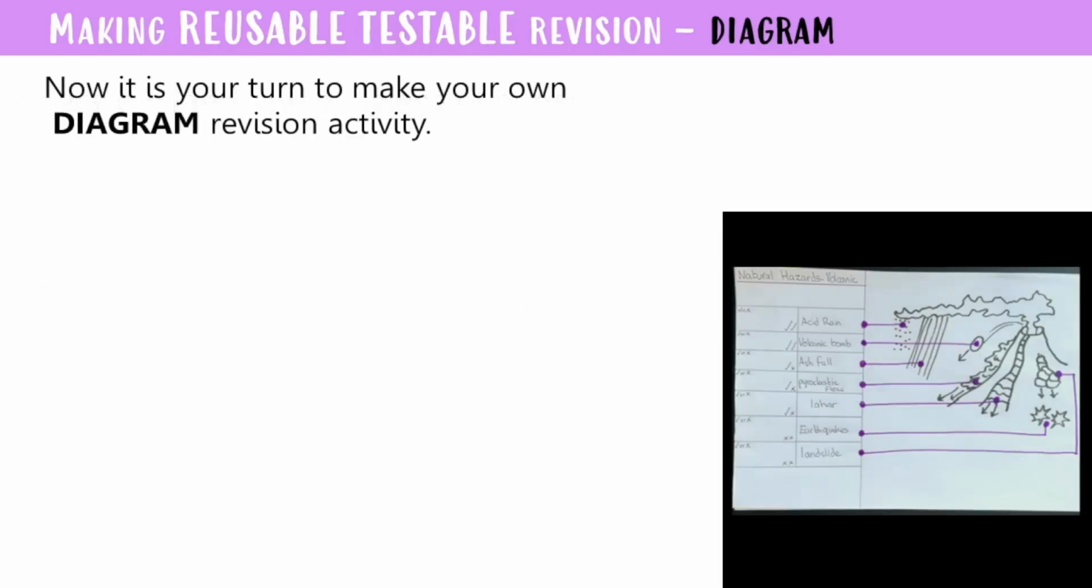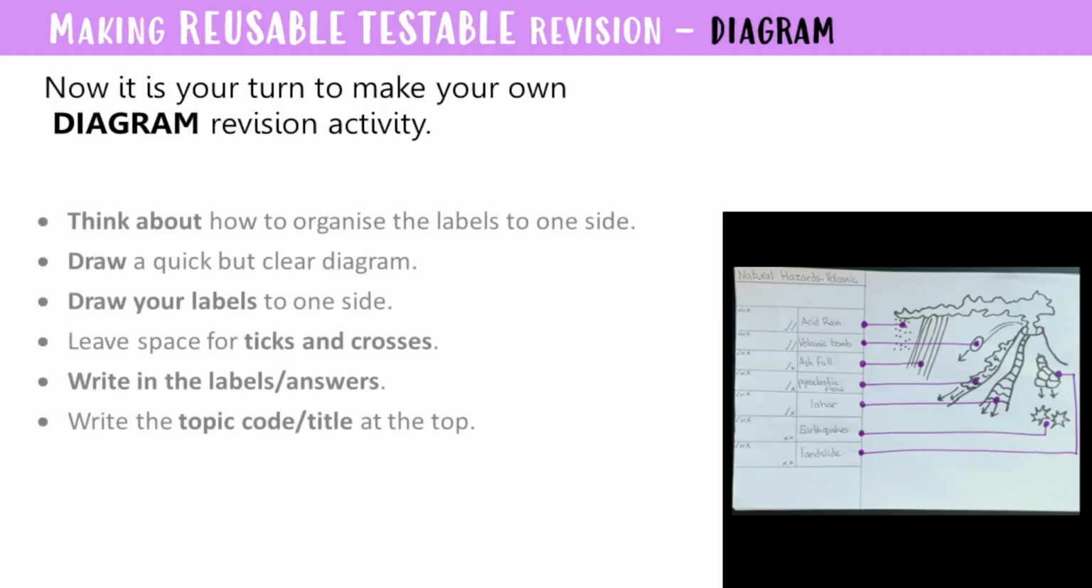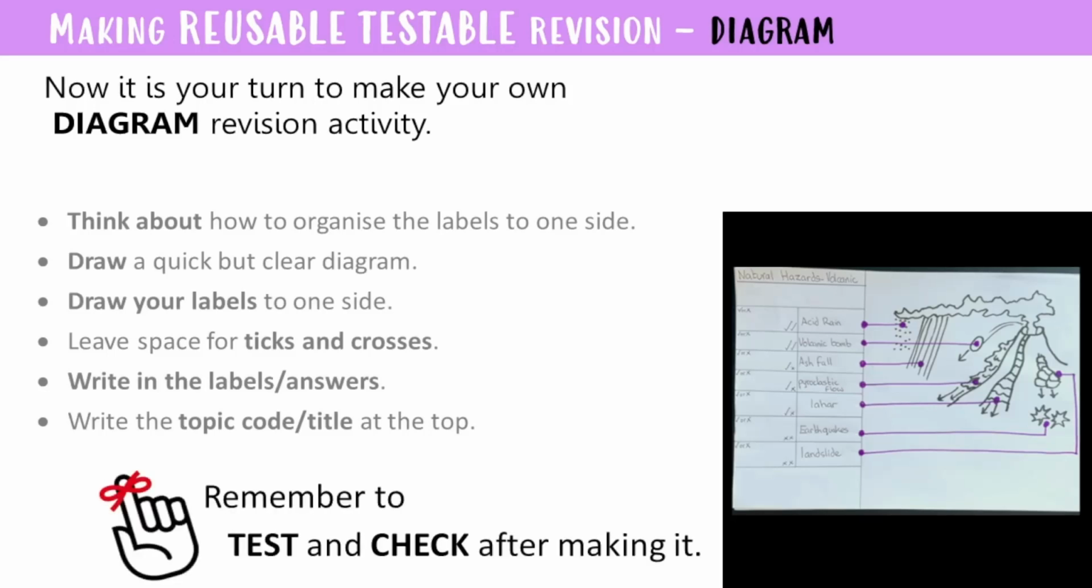So you've had a look, find yourself a diagram and make yourself a reusable testable revision activity. The main thing is putting all the labels to one side for your diagram. Okay, here's the instructions at the top. As usual, remember, don't just make the activity, make sure you're testing and checking after you've made it, and then put it away, store it so that you can use it again later.